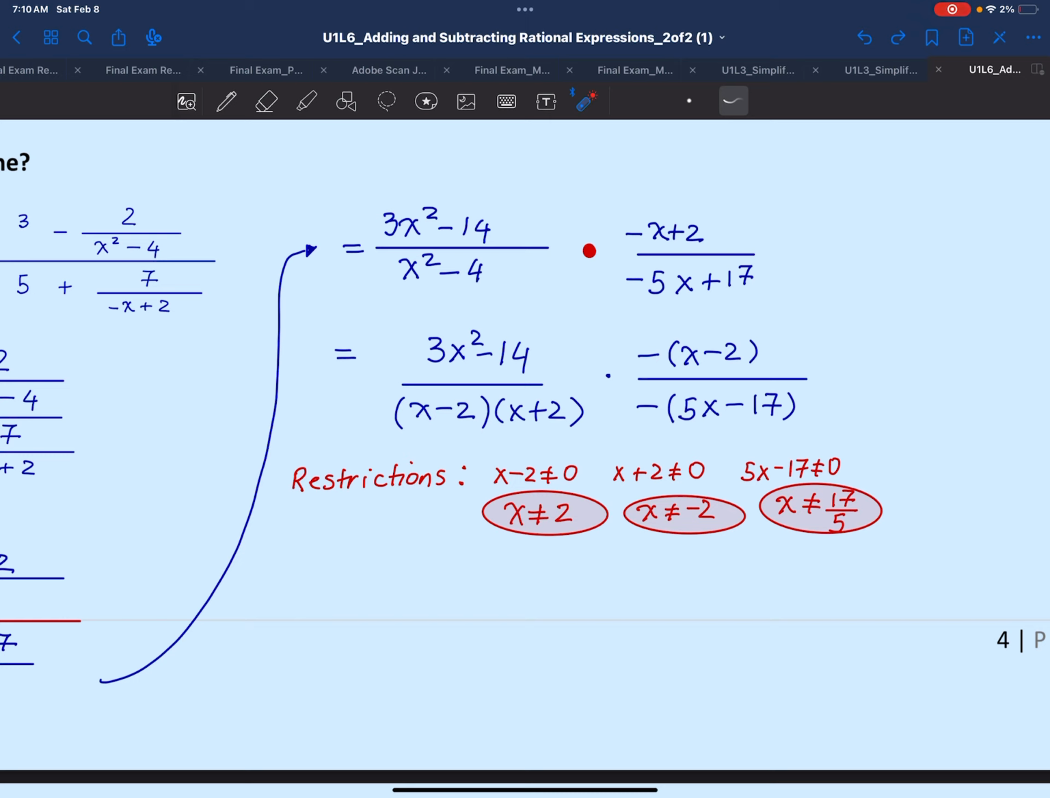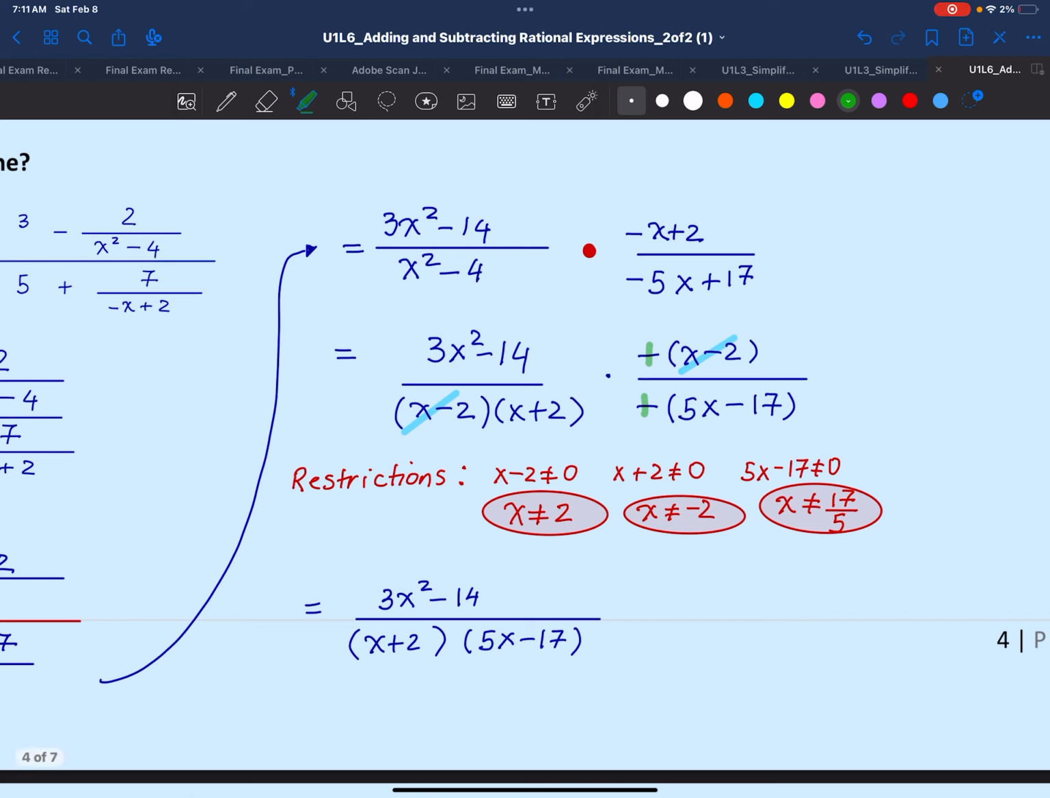And next we have to simplify. So we have 3x squared minus 14 divided by x plus 2 times 5x minus 17, and that is because the x minus 2 and the x minus 2 here simplify. The two minuses will turn into a plus. This will be our final answer. And lastly, we will have to state the restrictions at the very end in the final answer. x has to be different than 2, negative 2, and 17 over 5.